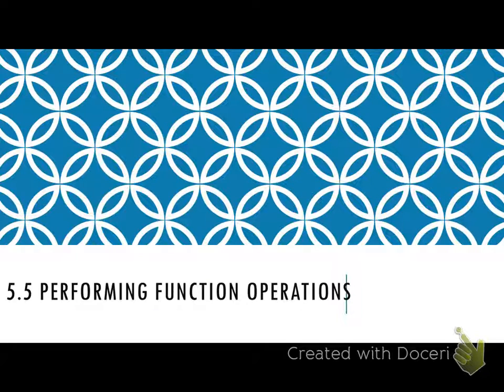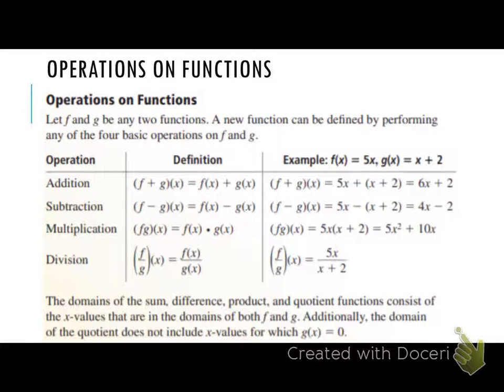So let's look at our operations with functions. Let f and g be any 2 functions. A new function can be defined by performing any of the 4 basic operations on f and g. Addition, subtraction, multiplication, division. And you don't necessarily have to write all these down if you can memorize them. F plus g of x just means f of x plus g of x. Pretty easy, right? F minus g of x is f of x minus g of x. F times g of x is f of x times g of x. F divided by g of x is f of x divided by g of x. So you can memorize those. There's no point in really writing those down.